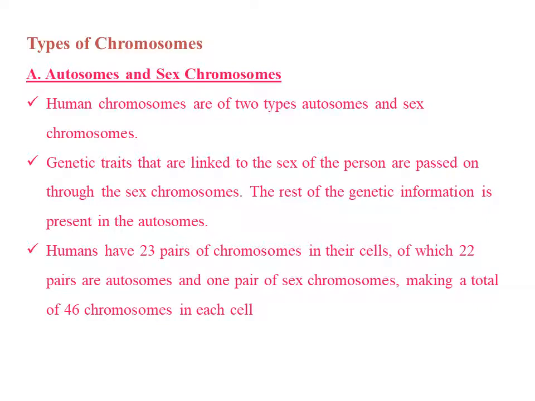Humans have 23 pairs of chromosomes in their cells, of which 22 pairs of chromosomes are autosomes and one pair of chromosomes is the sex chromosomes, making a total of 46 chromosomes in each cell.